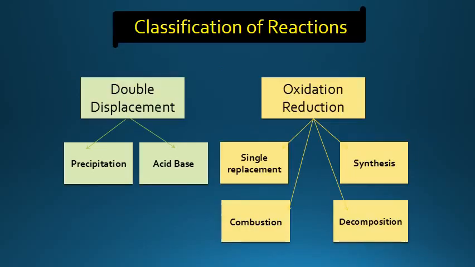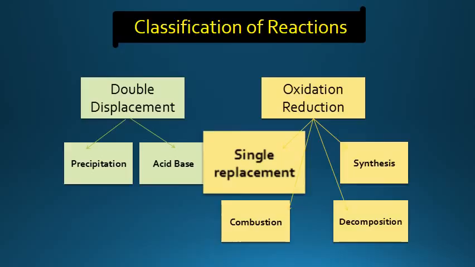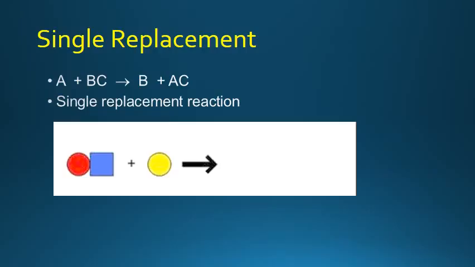Okay, now that we've talked about double displacement reactions, we talked about one type of redox reaction, that was combustion. Now we're ready to talk about single replacement reactions, or you could call it single displacement. Either way is fine. Okay, single replacement reactions are very similar to double displacement reactions, but instead of swapping 2 anions, you're only going to swap out 1 anion.